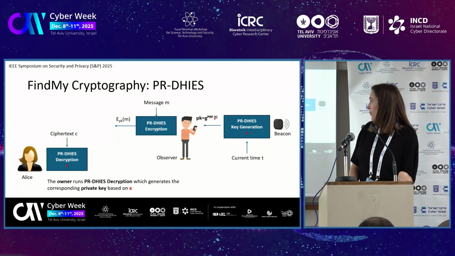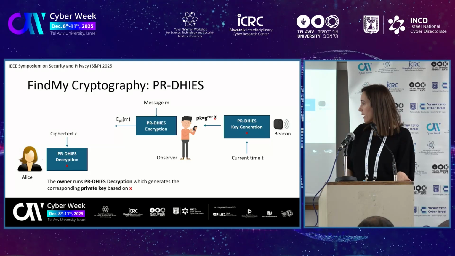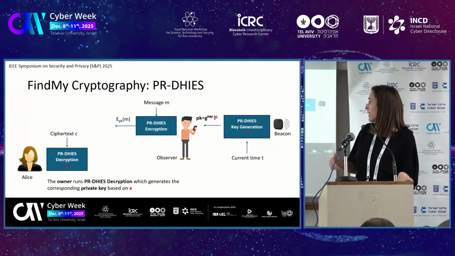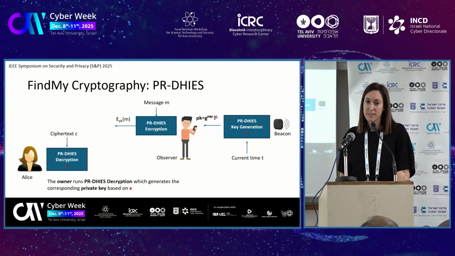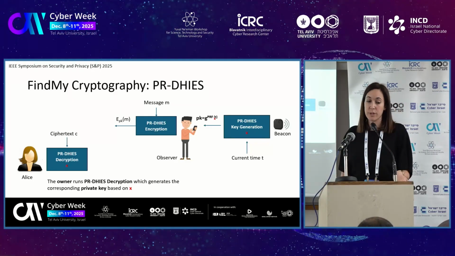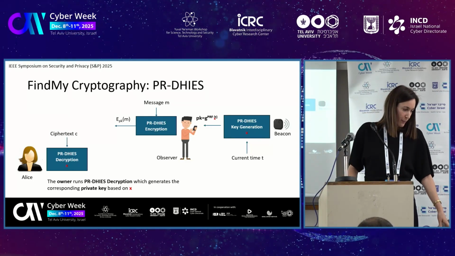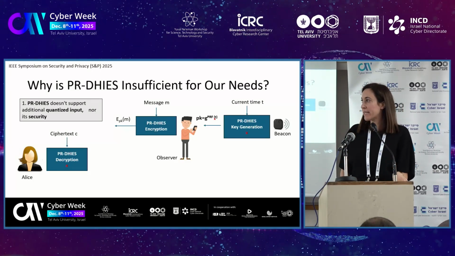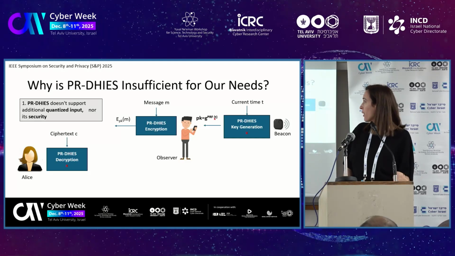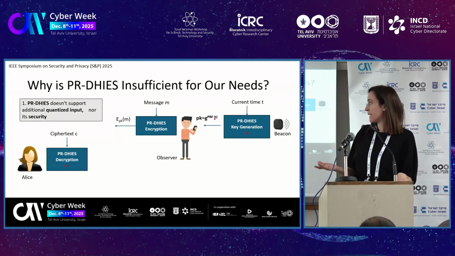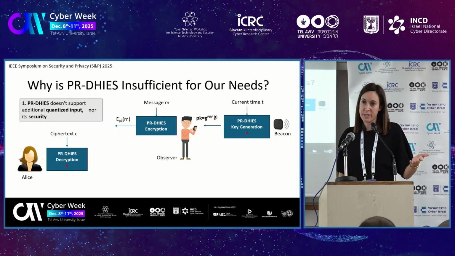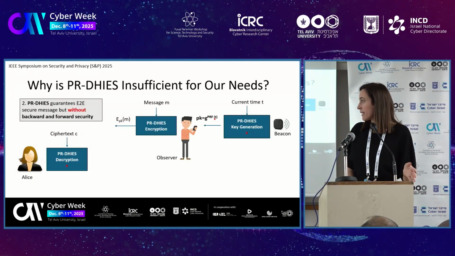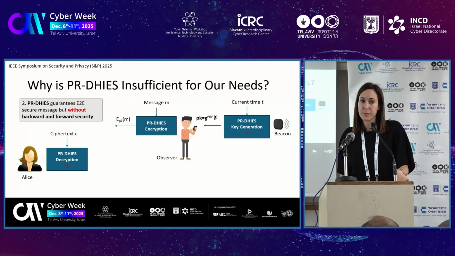And finally, the owner is going to decrypt the message, so he's going to generate the corresponding private key using this secret key X, and he's going to decrypt the ciphertext to get the message. Now, this PRDHIS is insufficient for our needs for two reasons. First of all, the PRDHIS doesn't support additional sensor input and no-read security. And second, it guarantees end-to-end security for the observer's messages.